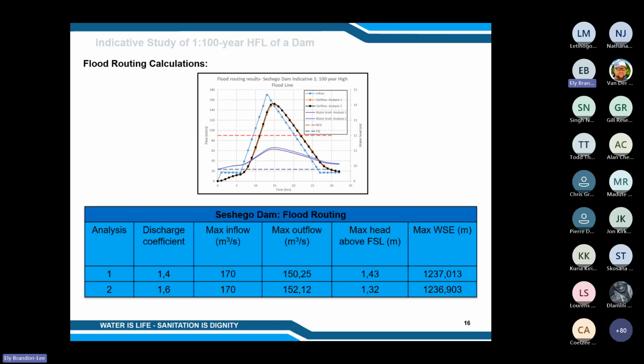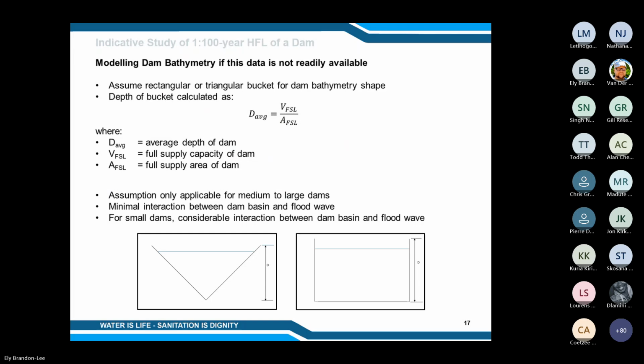After running the calculations, I obtained a maximum water surface elevation of 1,237.013 meters, which was for my 1.4 discharge coefficient. After obtaining the high flood line from my hand calculations, I proceeded to set up my ECRES models. ECRES requires you to have the rain data of your dam basin in order to do a model to generate the high flood line of the dam.